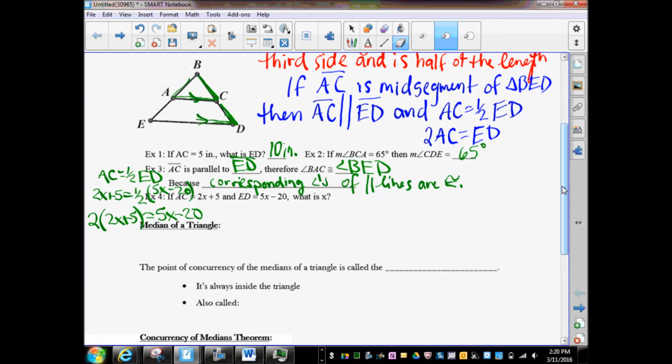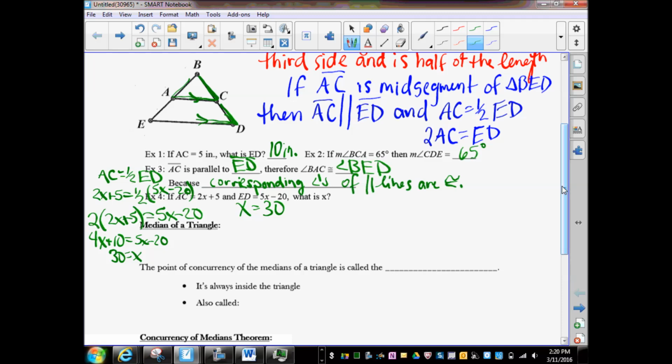Okay, when we do that, what do we get for x? Let's see. 4x plus 10 equals 5x minus 20. So x equals 30. Questions on that?